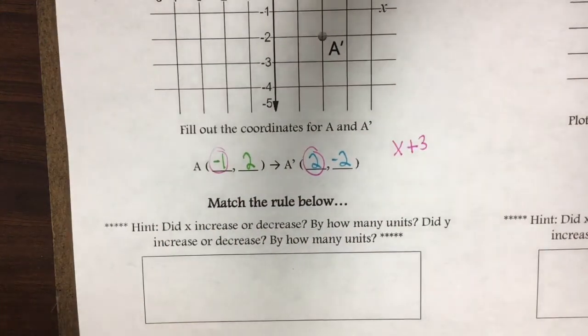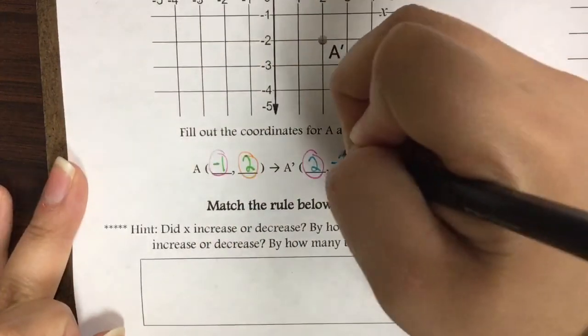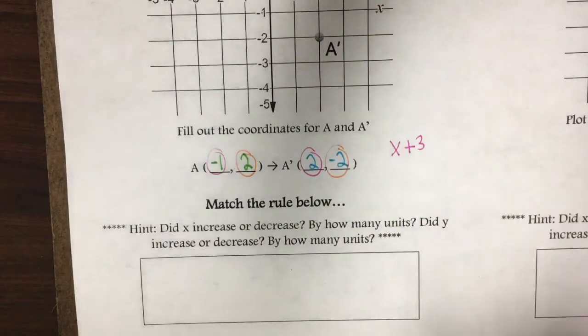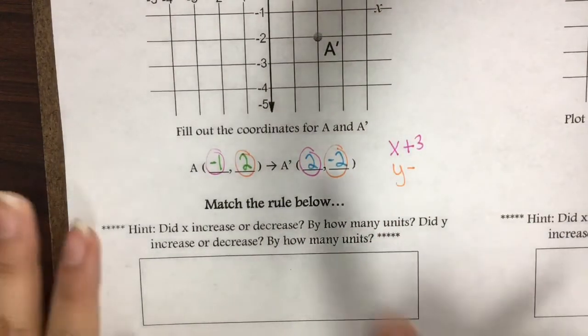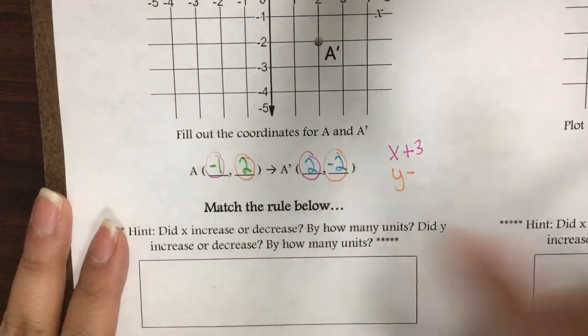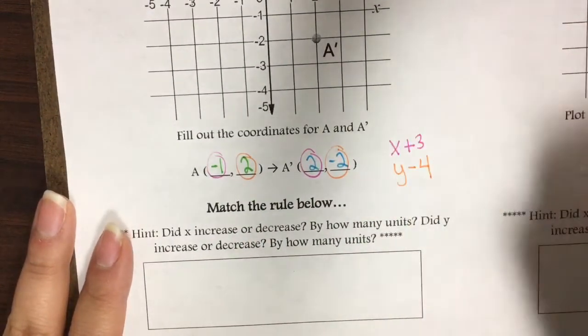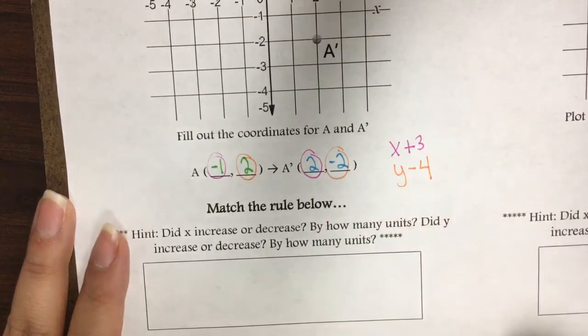Now we're going to look at the y. So the y was 2, now it's negative 2. So the y got smaller, it decreased, so we're going to be subtracting from it. So it was 2, now it's negative 2. To get there, I had to subtract 4. 2 minus 4 gives me negative 2.